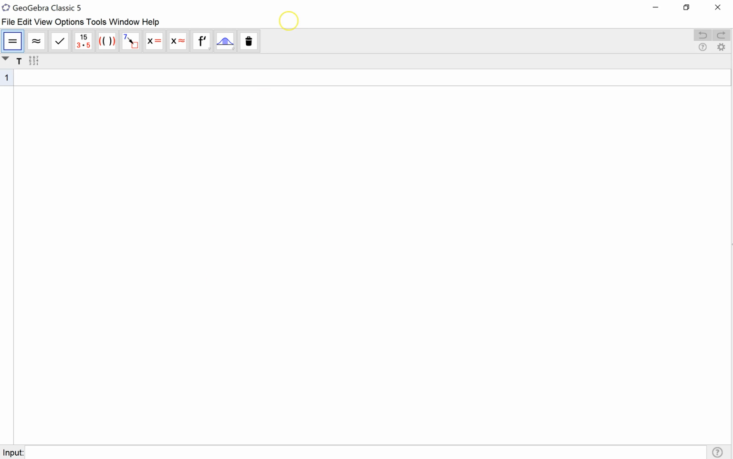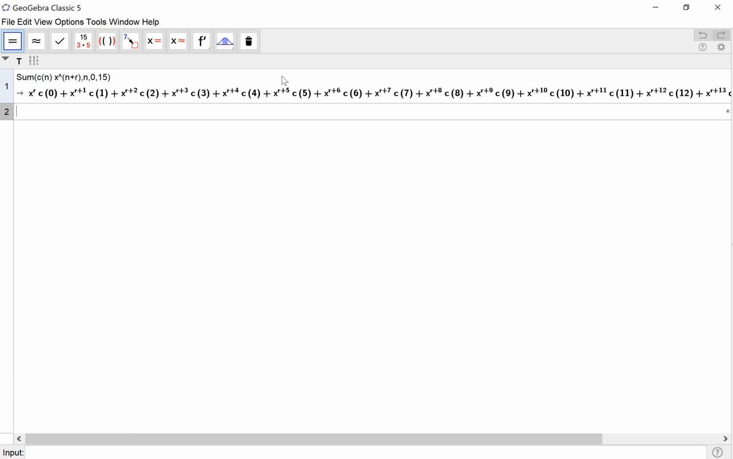So the first thing we're going to type in is our power series-like representation, the same way we did it before, but we're going to put an n plus r in the exponent rather than just an n. This is exactly the same type of command we used before. We'll have the sum of c of n times x to the n plus r, going from 0 to 15. Again, we don't need to use the sequence part like I did before.